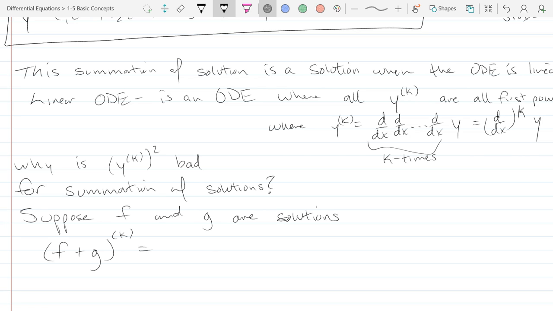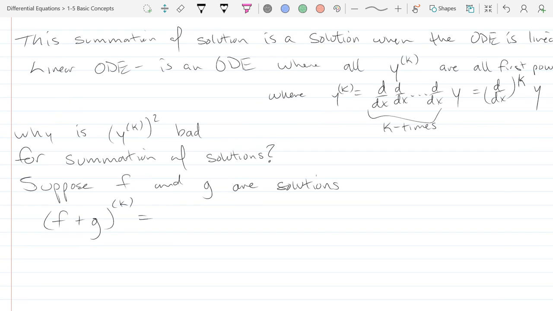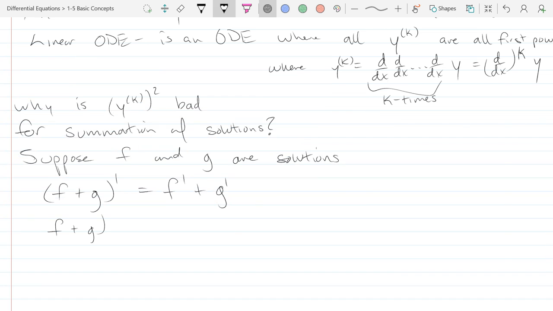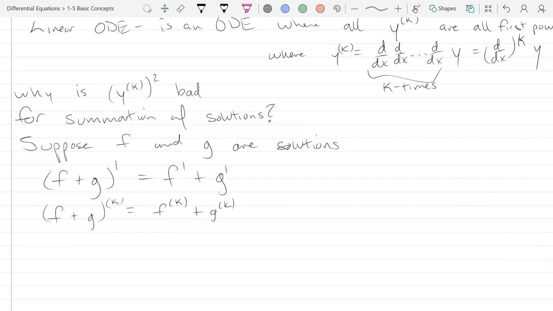All right, easy question. What is the k-th derivative of f plus g? 2 functions added together, take k derivatives. What if I just took 1 derivative? What would I get? Some rule, so f prime plus g prime. If I took another derivative, I could do the same thing. So f plus g, doing k derivatives, f^(k) plus g^(k). So derivative works just fine with addition.